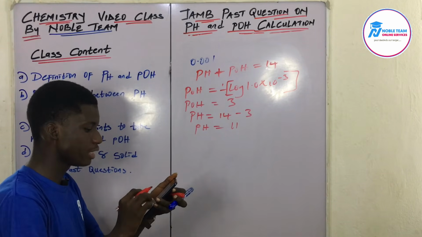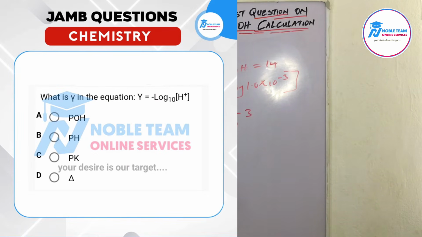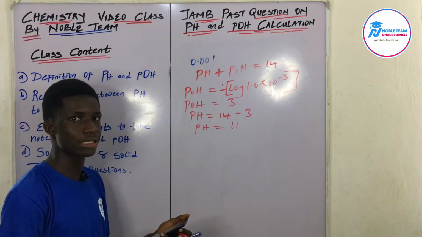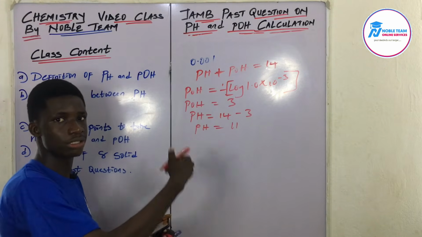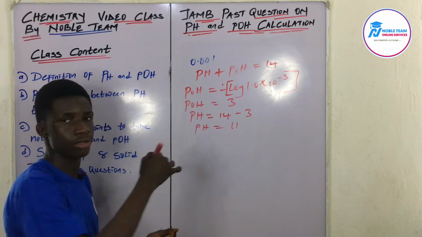Now let's solve number 5 question and we will be done. So the next one is what is y in the equation? So you will see the equation on your screen. Y is equal to minus log base 10 of hydrogen ion. Once you see hydrogen ion, because I taught you guys this when we were treating the recap of this pH and pOH calculation.